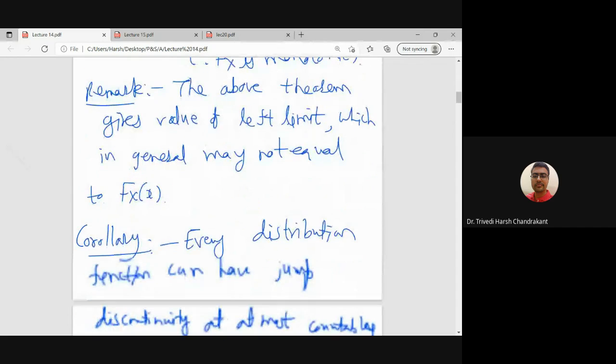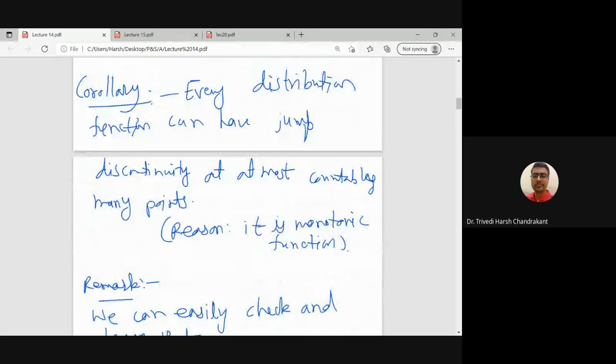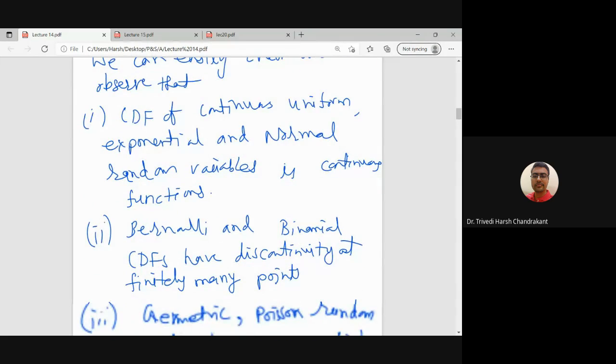And we proved that the Bow theorem gives the value of the left limit, which in general may not be equal to capital Fx at that point, because we know that the CDF is not left continuous. It is always right continuous at every point, but in general, it may not be left continuous at the point. And we know that the CDF is a monotonic function, so it can have left discontinuity at most at countably many points.